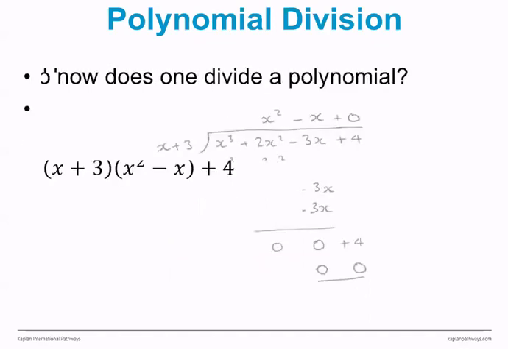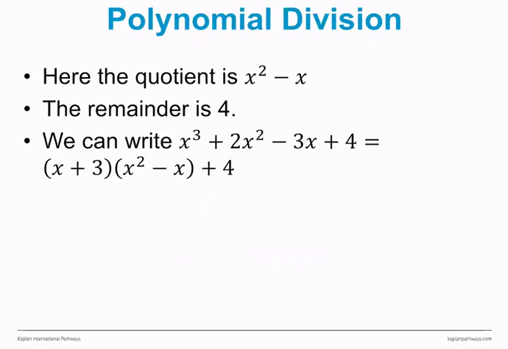And also you can write it this way, as this is the x plus 3 that we divided by, and this was the quotient, and this was the remainder. And this is what we call the divisor, the number we divided by. Okay? So you can write it this way as well.